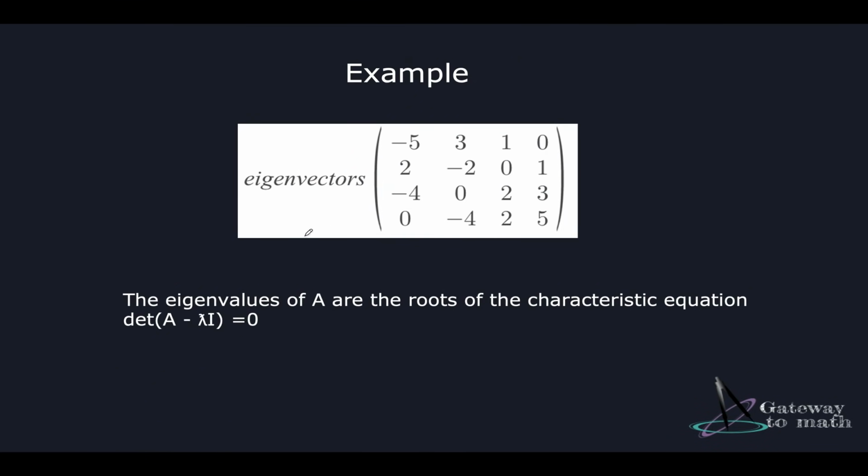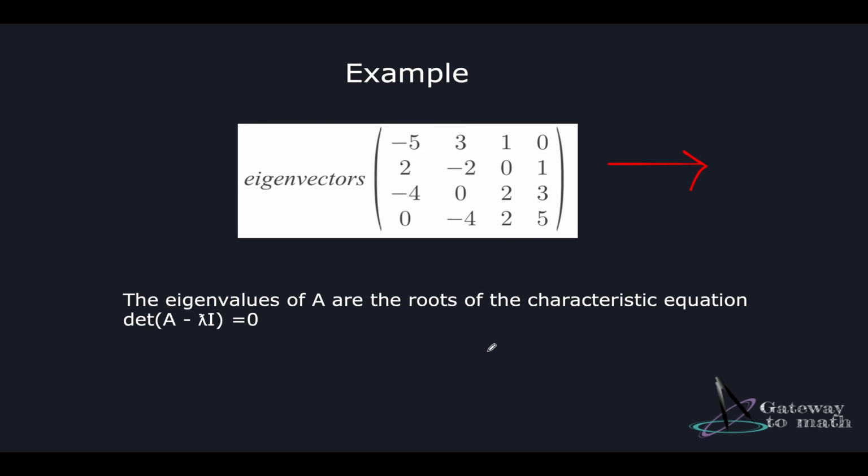So I've been given here a matrix with the values -5, 3, 1, 0, 2, -2, 0, 1, -4, 0, 2, 3, 0, -4, 2, 5, and we need to find the eigenvectors of this matrix. So step 1 equals finding the eigenvalues of a matrix.